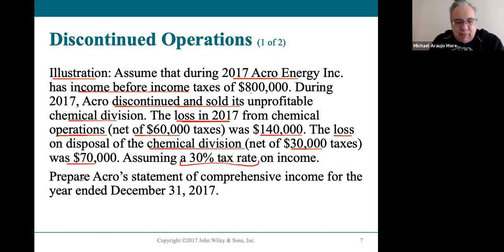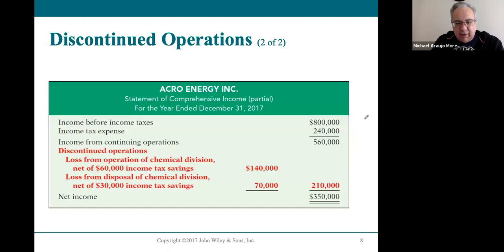And it asks us to prepare the statement of comprehensive income with the information that we have here. So basically what we're starting off with is the $800,000, which is your profit before taxes. You'll have an income tax expense. We use that 30%. 30% of 800,000 is 240. So that gives us our profit or income from continuing operations of 560.